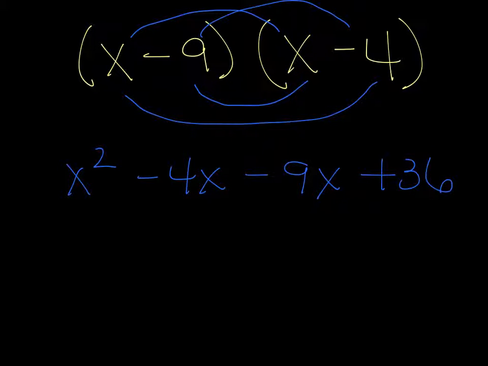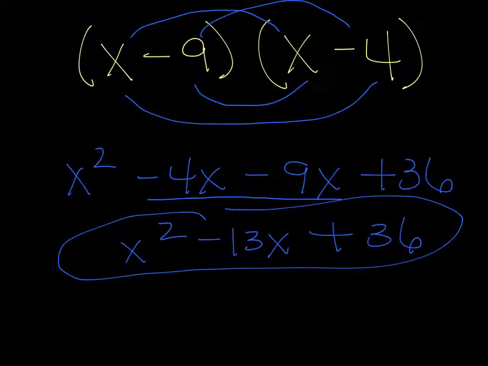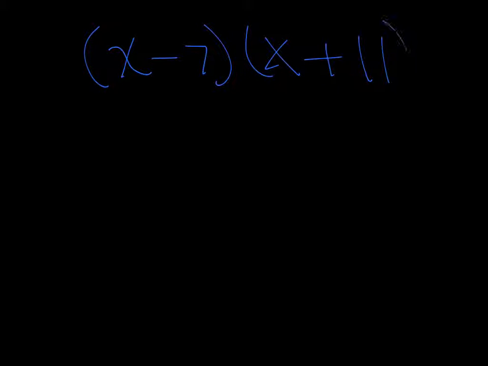And notice, here's my smiley face, so I know I did it right. And if I take negative 4x minus 9x, that gives me negative 13x. So my final answer is x squared minus 13x plus, whoops, I wrote the wrong thing, sorry. It should be plus 36. Hopefully that's what you got. Okay, let's try another one. All right, how about x minus 7 times x plus 11? All right, again, pause the video, try it, come back and see if we get the same answer together.